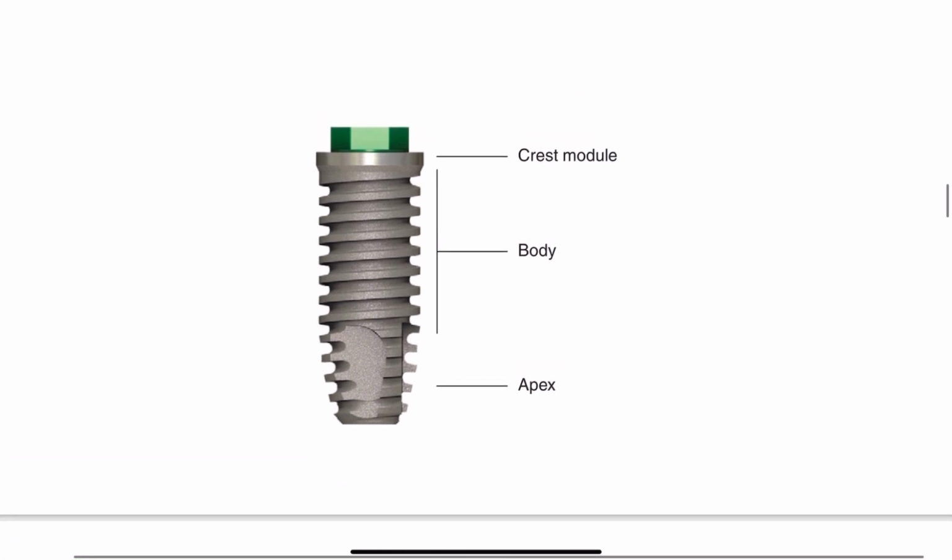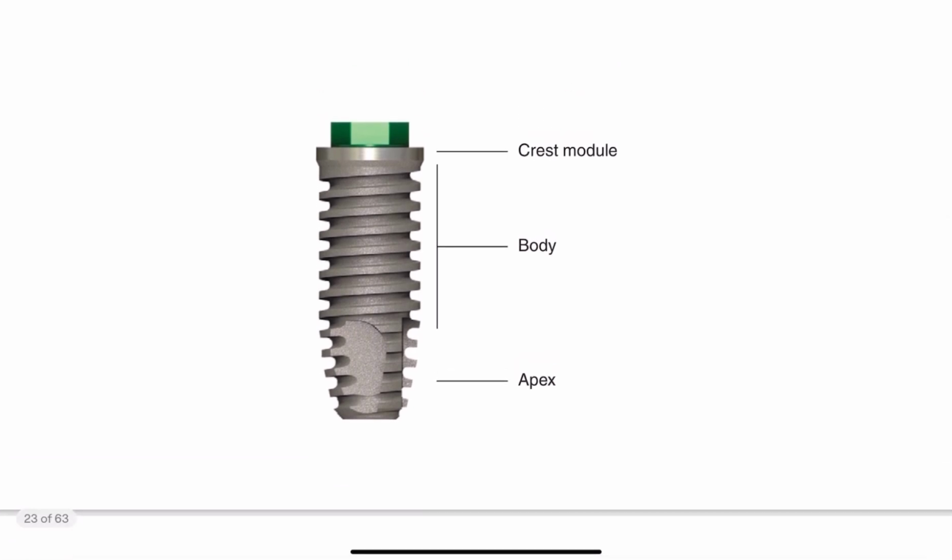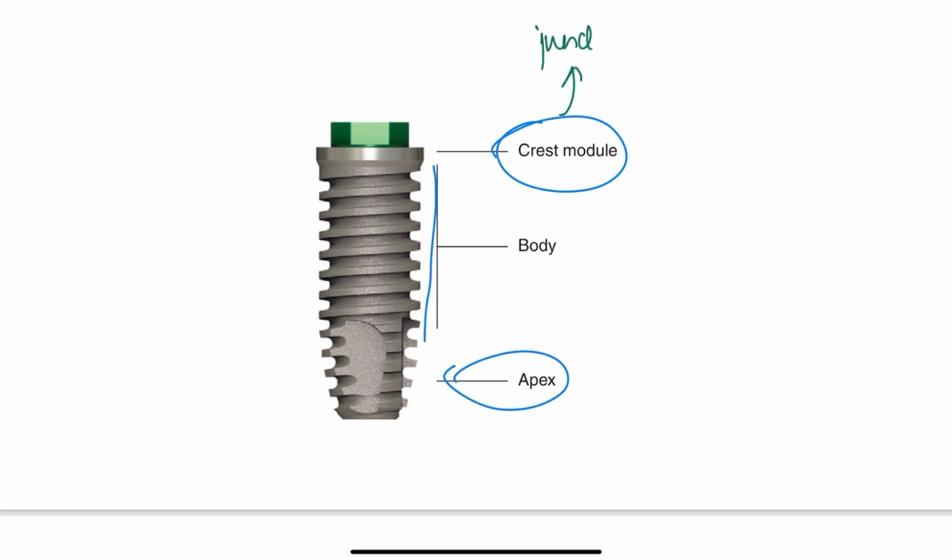So let's talk about the implant body. The implant body consists of the following parts: the main body of the implant, the apex, and the crest module. The crest module is just the junction between the implant body and the superstructure.